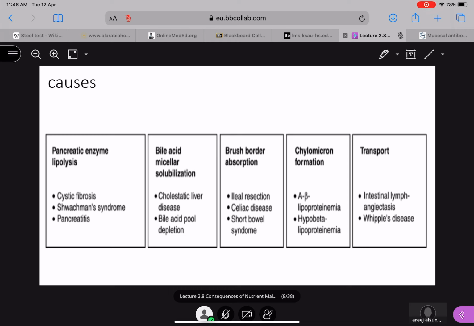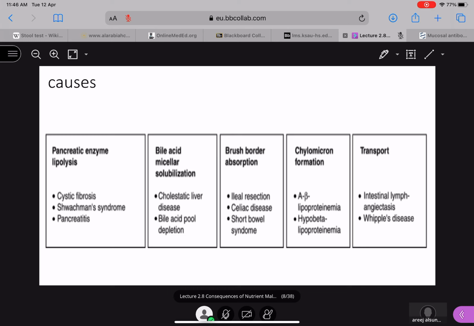The brush border is important because we said the micelle will attach to the enterocyte and then get by passive diffusion inside the enterocyte. So if we have a brush border problem, there will be no transfer of the lipid from the lumen to the enterocyte, and this happens when we have ileal resection, celiac disease, short bowel syndrome.